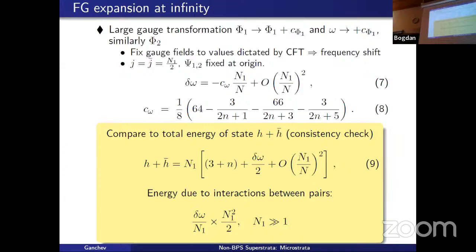And because we interpreted delta omega as the frequency shift due to the interaction between a single constituent with the rest of them, you divide this by the number of constituents, and then you multiply it by the number of pairs. And this thing matches exactly this. You get the same result. And this holds in the regime where n1 over n is small, but still n1 is large.